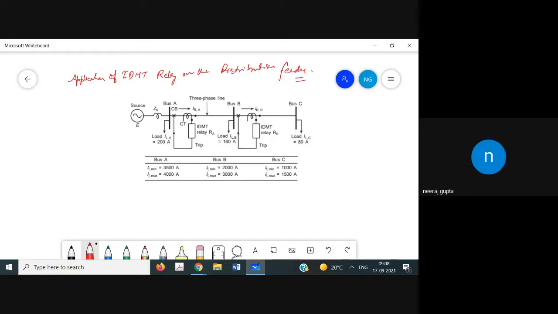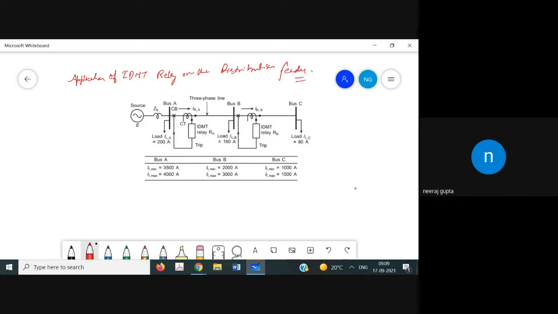We will discuss this system, in which we have the source and three buses, bus A, bus B, and bus C, and two relays, RA and RB. The minimum and maximum values at bus A, bus B, and bus C are also given. What we have to do is check the settings of these IDMT relays.